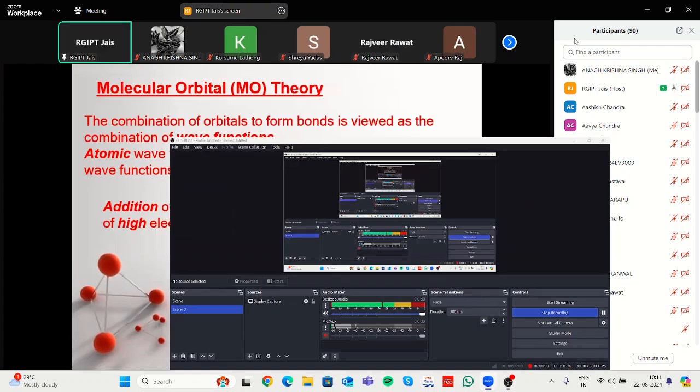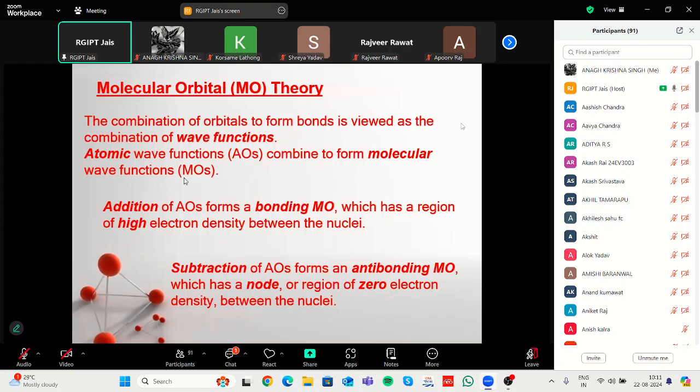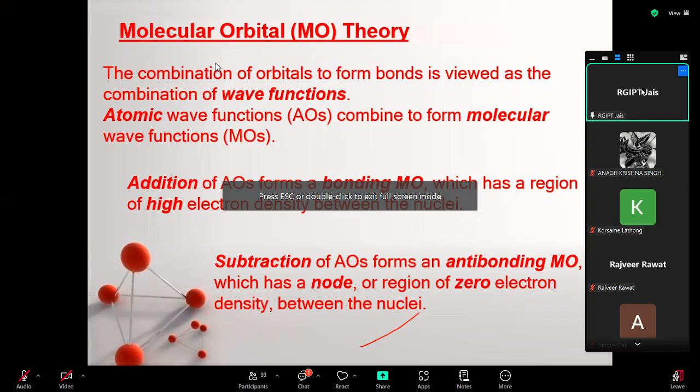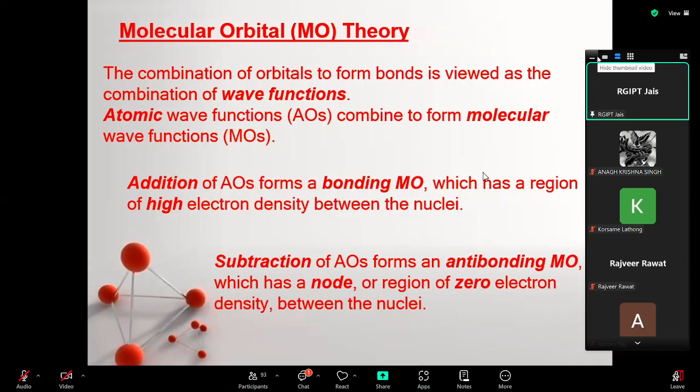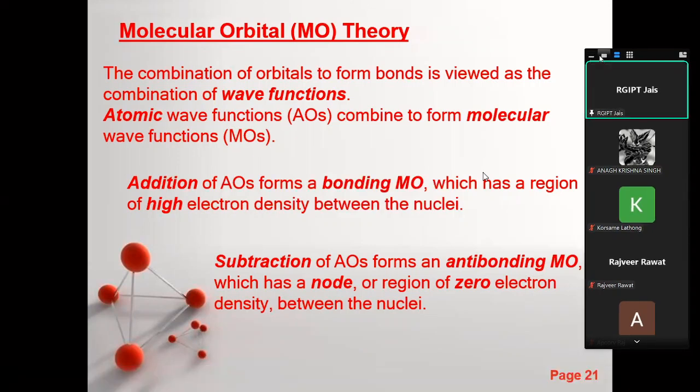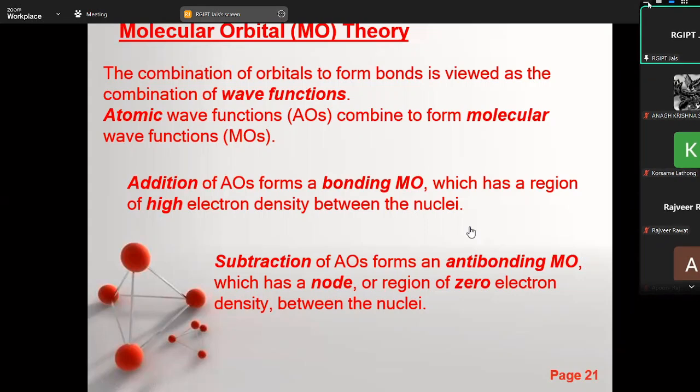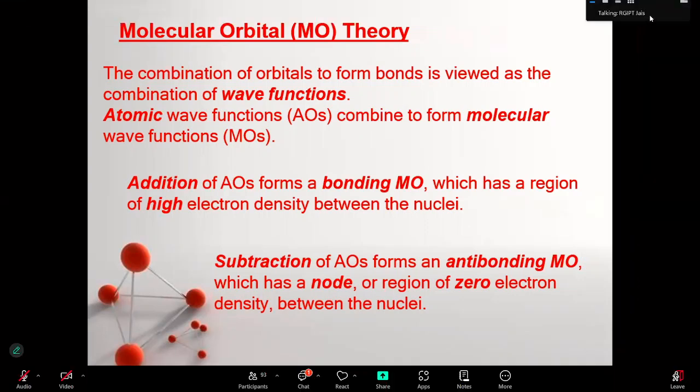Bonding and anti-bonding formation. The combination of orbitals to form a bond is in the form of a wave function, either crest to trough or trough to crest. The positive lobe interacts with the negative lobe, and the negative lobe interacts with the positive lobe. When this type of lobe interaction occurs, there is a formation of bonding and anti-bonding orbitals.